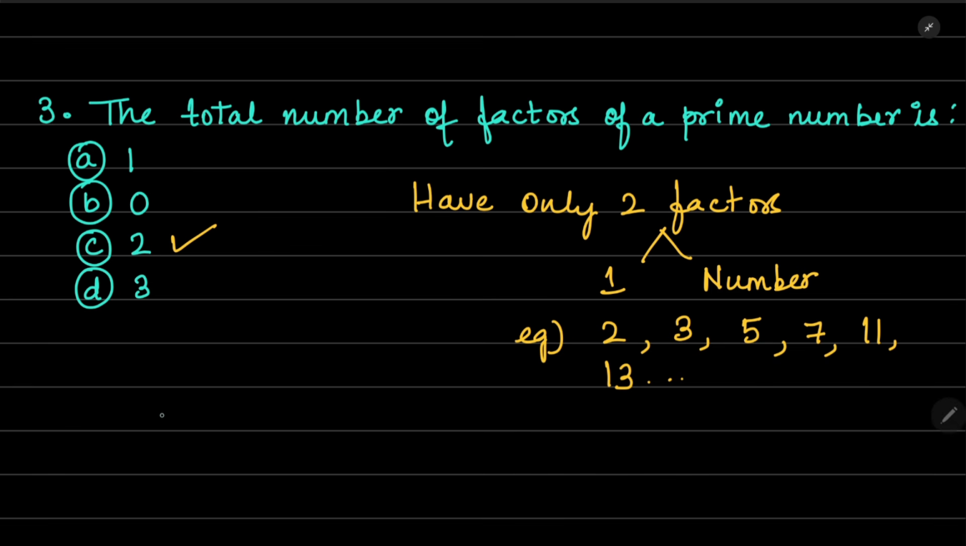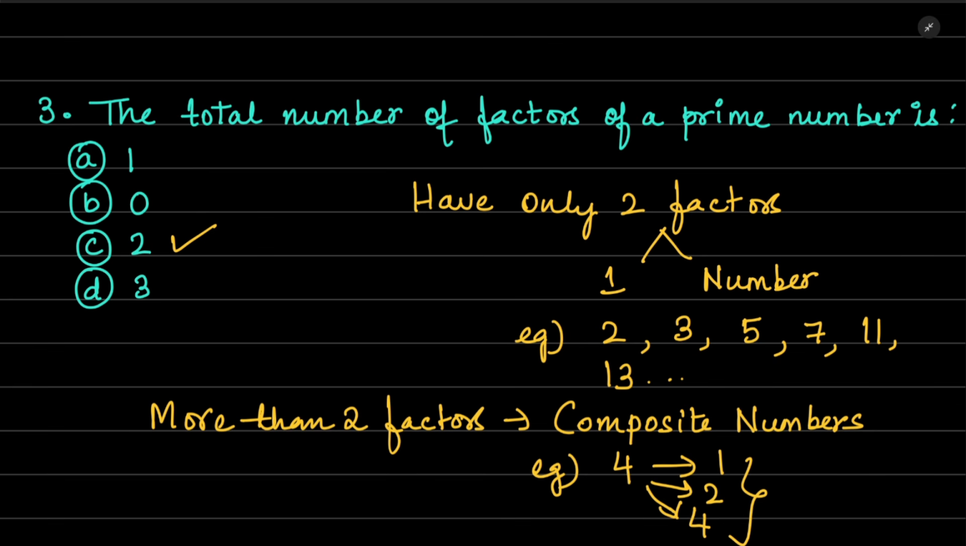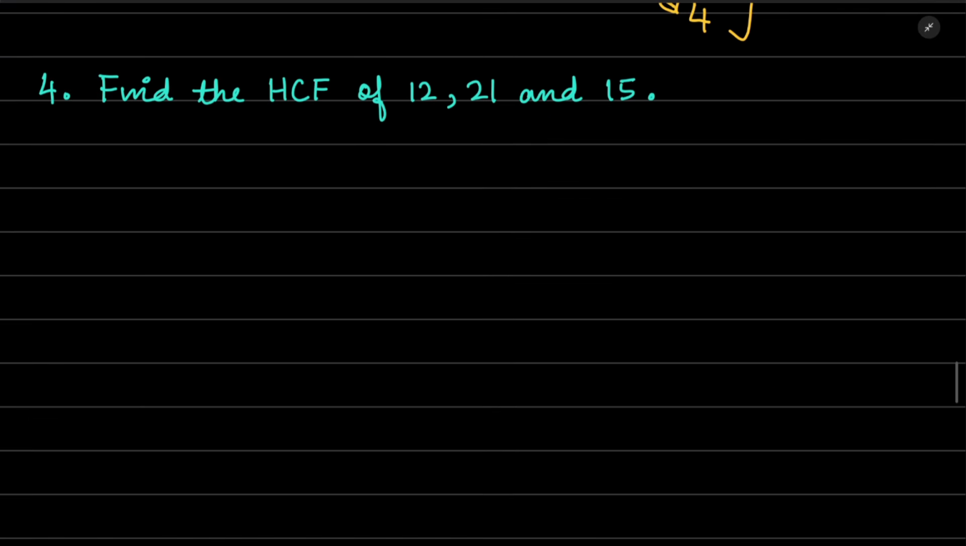And if you have a number that has more than 2 factors, then they are called composite numbers. Composite numbers are any numbers that have more than 2 factors. For example, you have 4. What are the factors of 4? 1 is a factor, 2 is a factor, 2 2s are 4, and then 4 is a factor. So you have 3 factors, right? More than 2. Any number which has more than 2 factors, you call it a composite number.